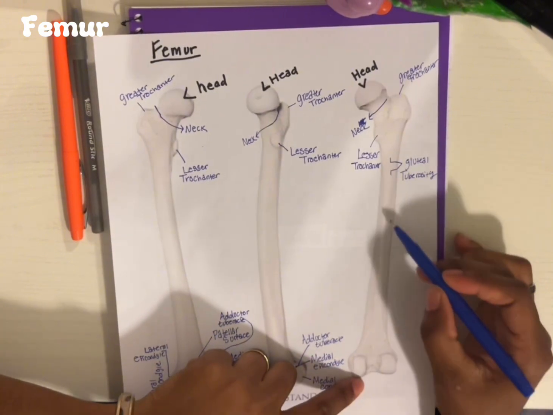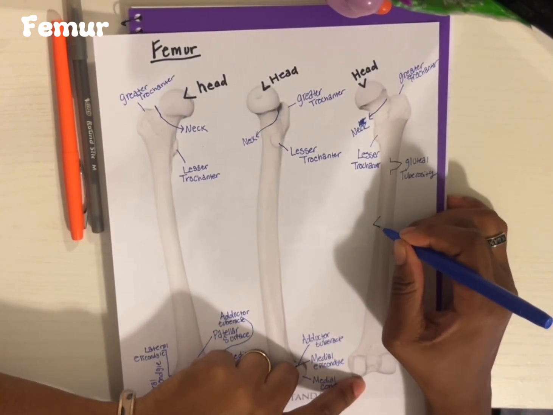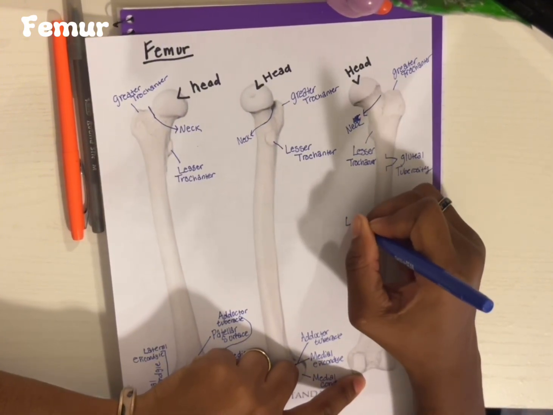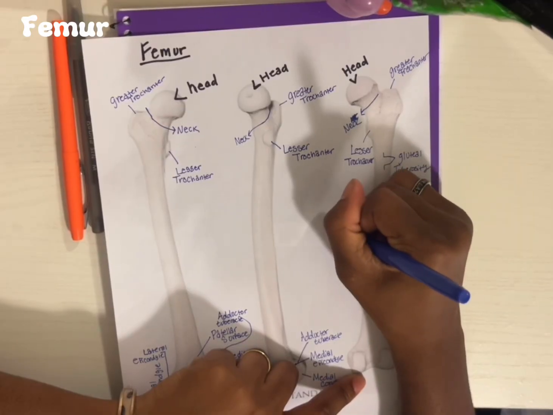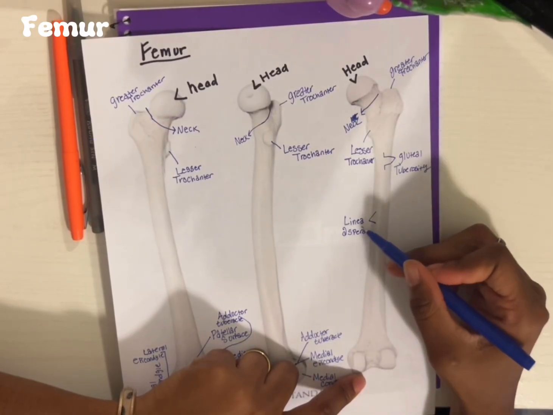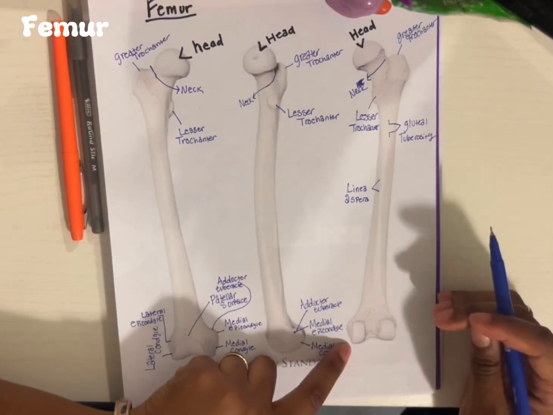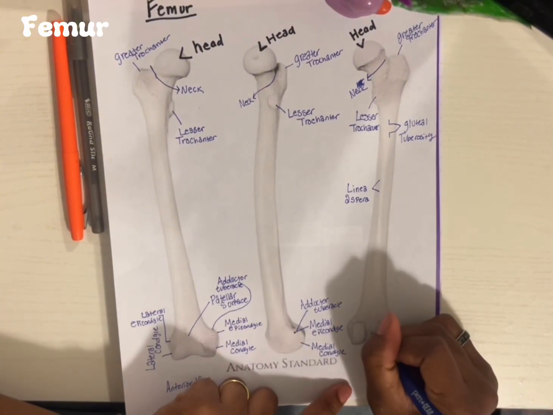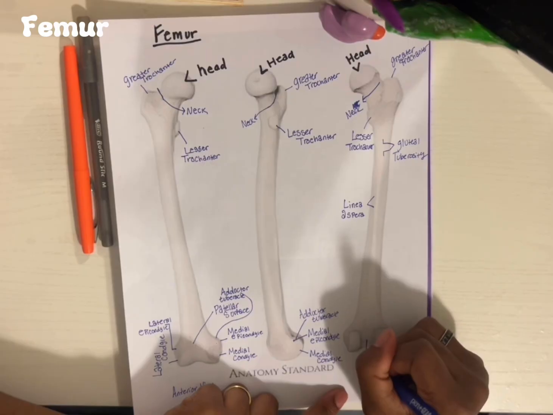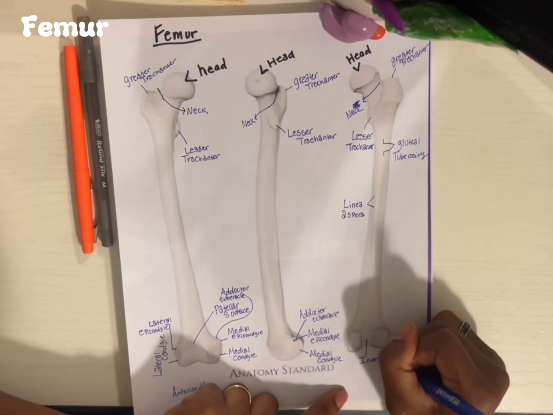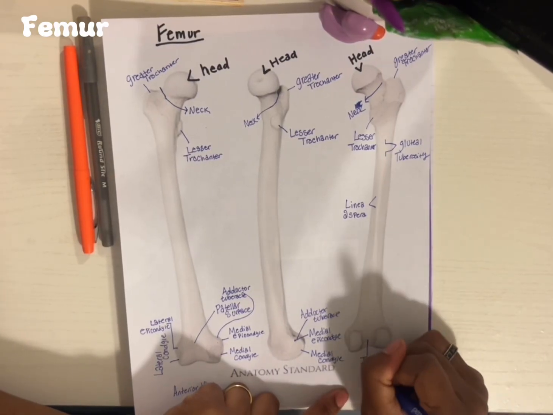This is not one that I need to know, but I'm still going to do it. This right here is called your linea aspera. Down here to the bottom of the femur, we got everything going on. Right here, this is your intercondylar fossa.